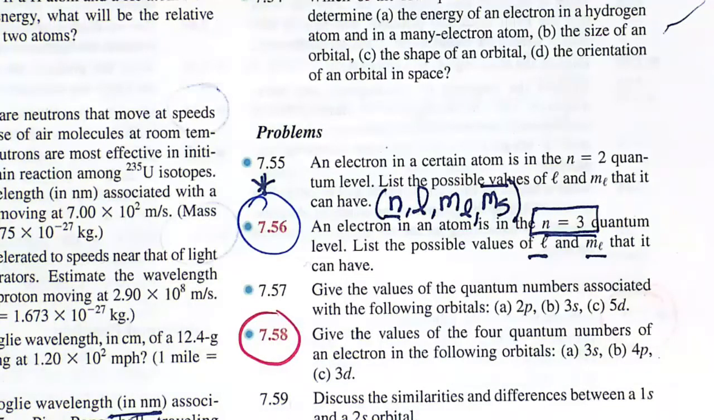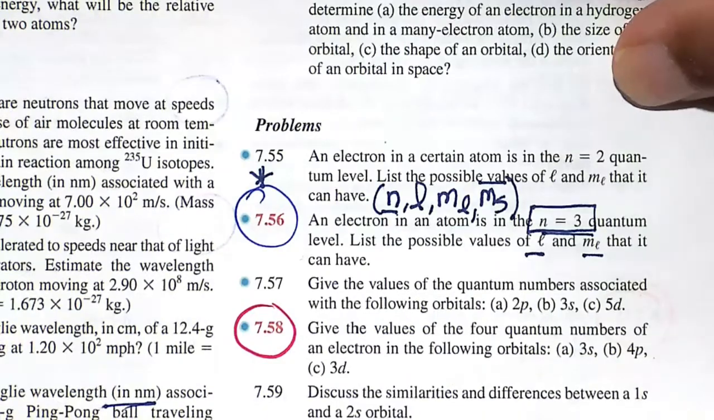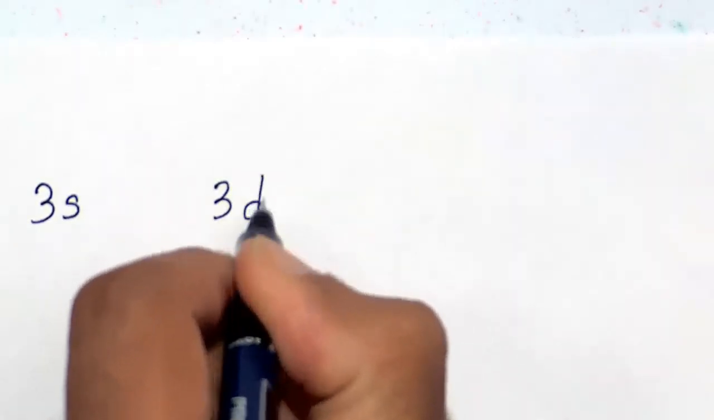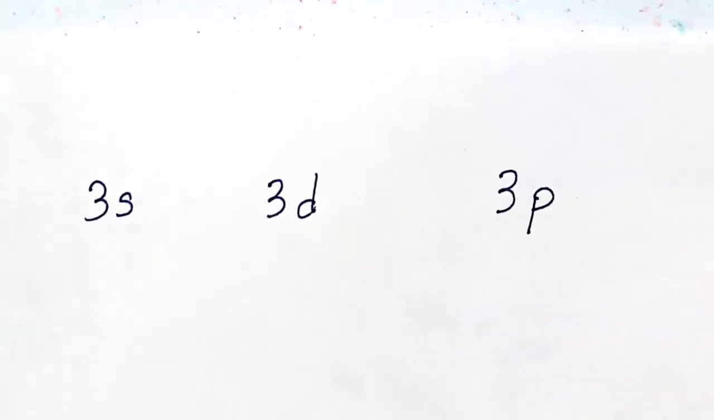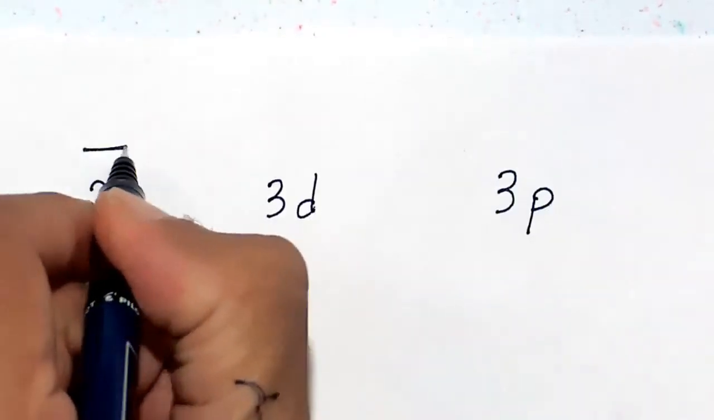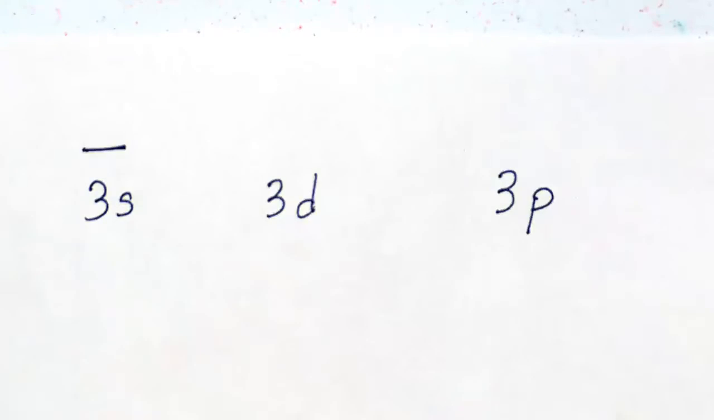So it's saying n equals 3. If you have n equals 3, you're basically looking at the orbitals 3s, the orbitals 3d, and then the orbital 3p. So the s orbital, and this is the 3rd row of the periodic table. That's the principal quantum number.